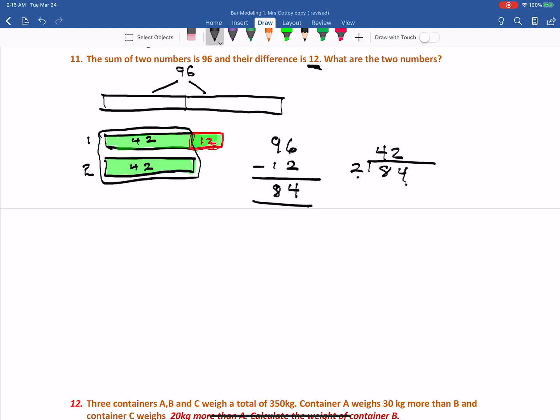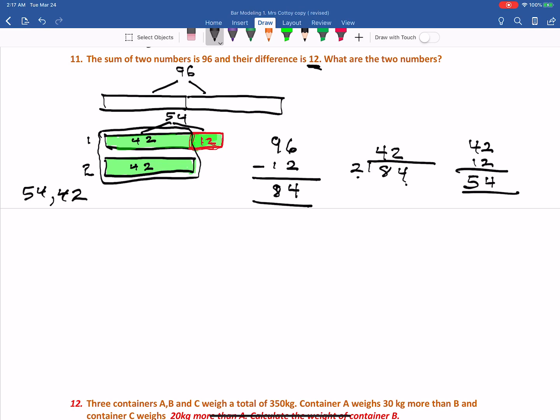What are the two numbers? Are they each 42? No. The first one, or it could have been the second, but one of the numbers is 42 plus 12, and the other number is 42. How much is 42 plus 12? 2 plus 2 make 4. 4 plus 1, 5. So 54. So one number is 54, the other number is 42.